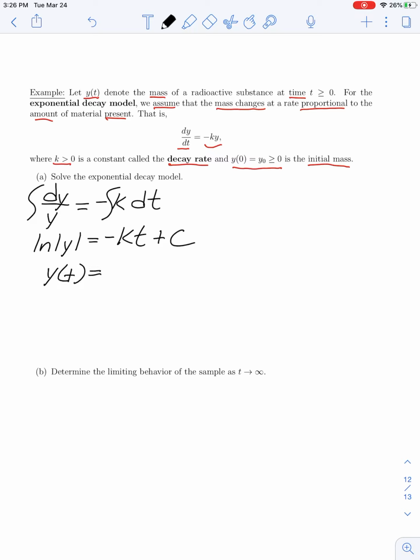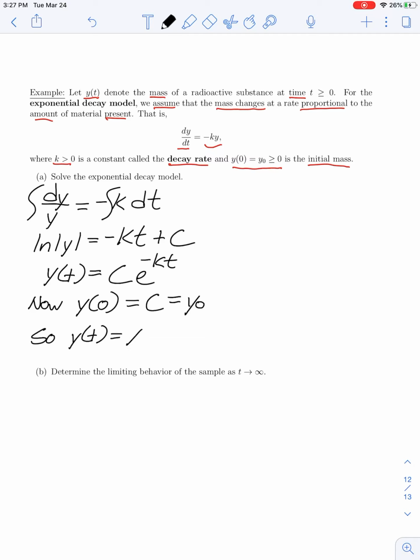So solving for y by exponentiating, we have c times e to the negative kt power. Again, the constant c out in front is coming from the fact that we're exponentiating the constant, which is just a new constant. Now, we still need to solve for c, making use of our initial condition, which was y of 0 is equal to y naught. Plugging in 0 for t, we're just left with the constant c, and we're told that has to equal our initial mass.